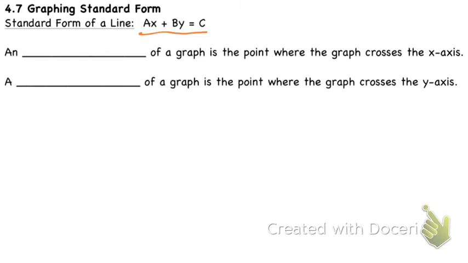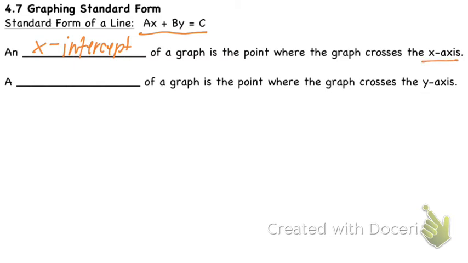So, an x-intercept. Do you guys remember y-intercept from last section? What was the y-intercept real quick? It's where it crosses the y-axis. So what do we think an x-intercept is? It's going to intercept the x. On the graph, it's the point where the graph crosses the x-axis. Very good. The x-intercept is where it crosses the x-axis.